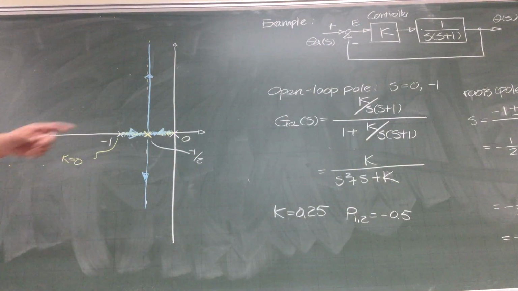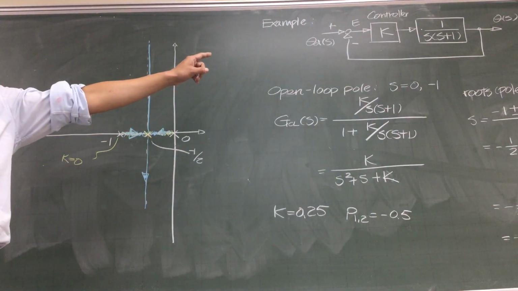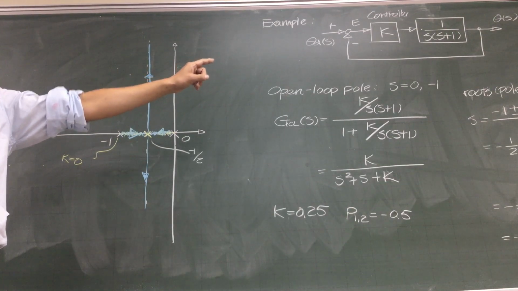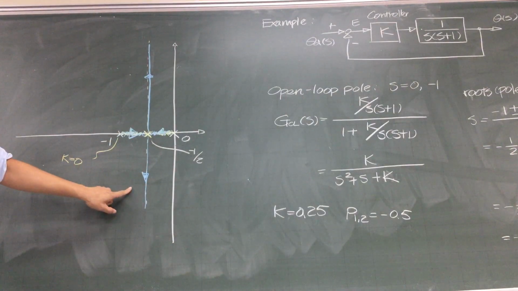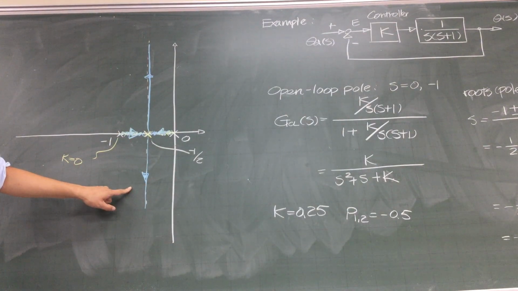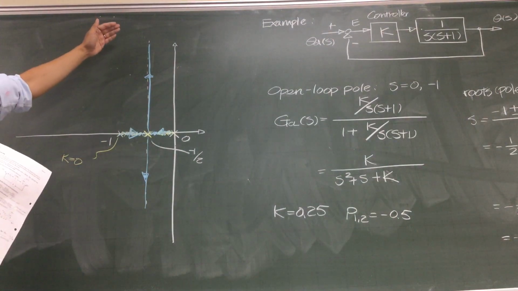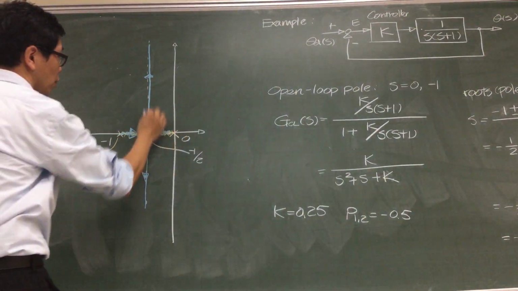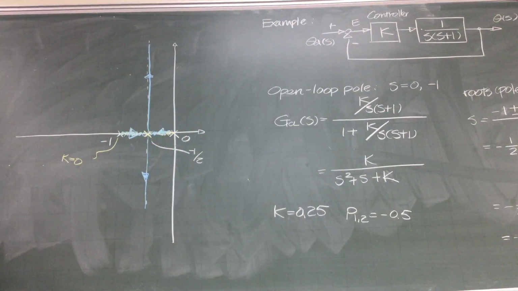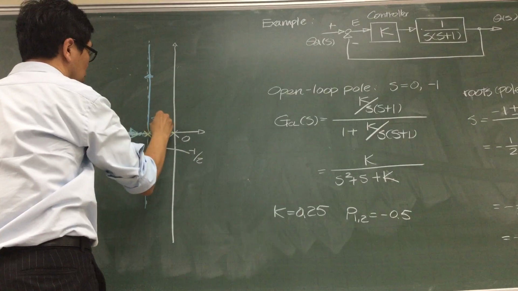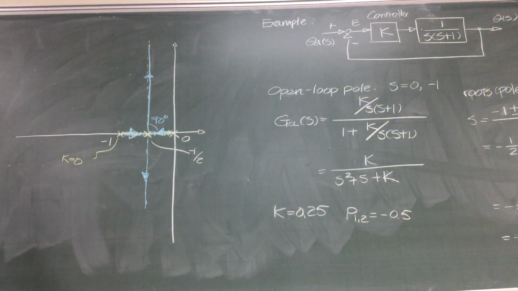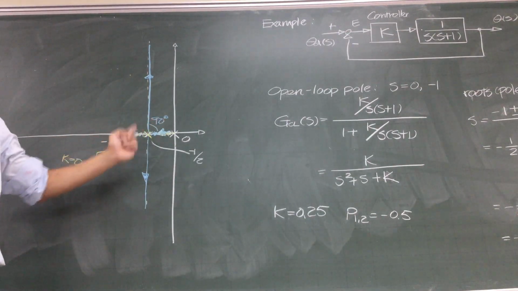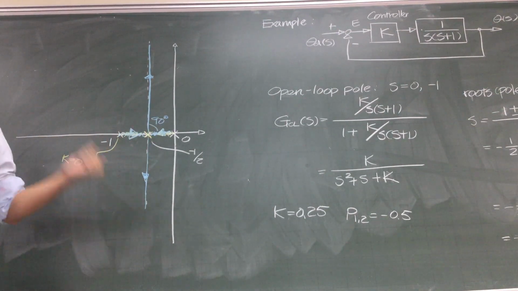Do I have any zeros in my system? Open loop zeros? I don't. So since I don't have any zeros in my system, the locus is not going to have an endpoint. It will continue going until infinity. So you're going to see it moving up and moving down. And this is 90 degrees, because you have 180 degrees divided by 2 poles. So you have 90 moving up, and the other one is negative 90 moving down.